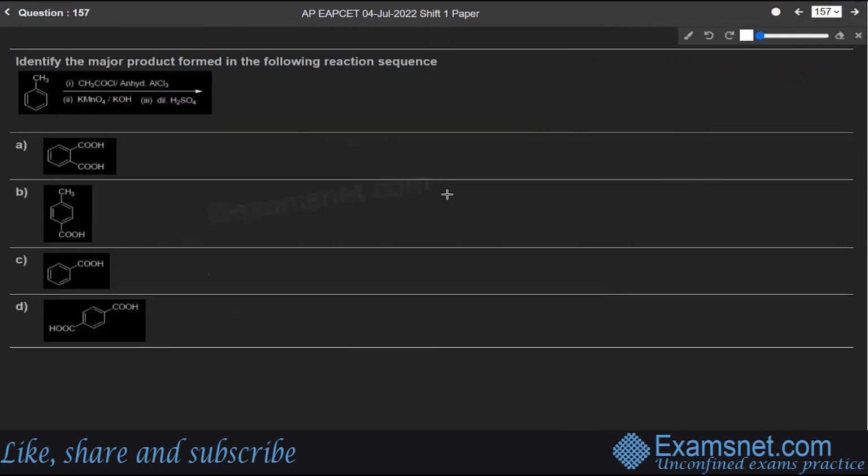Now, 157th question. Identify the major product formed in the following reaction sequence. They have given us a sequence, and now they have asked a particular format of question. How will you be solving this question? They have given us CH3COCl, anhydrous AlCl3. Mind my words, when they have given us anhydrous AlCl3, and also mentioned CH3COCl, this is an acyl group.